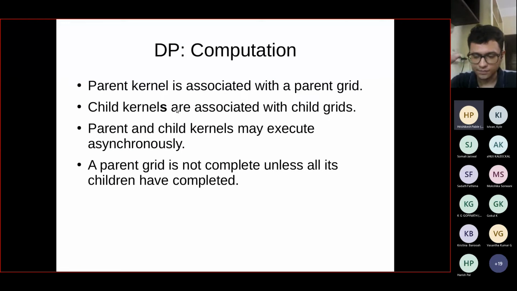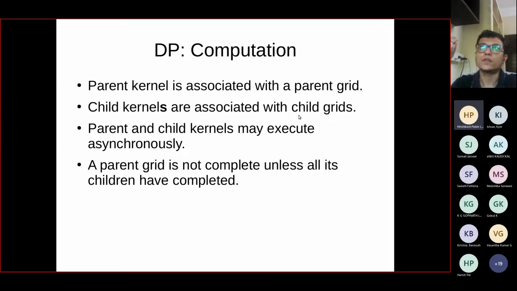Let us brief out the computation and memory related aspects of dynamic parallelism. A parent kernel is associated with a parent grid. We know that when we launch a kernel from the CPU, it's associated with some grid. In the same manner, child kernels are also associated with a child grid. The point to note is that one parent grid or parent kernel can have multiple child grids associated with it, because each thread of a kernel is launching another kernel. Hence, for a particular parent kernel, there can be multiple child grids.